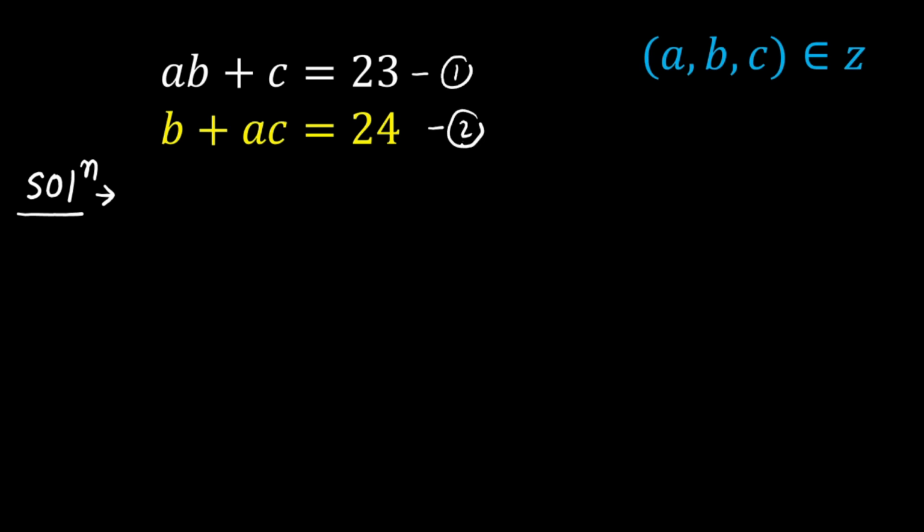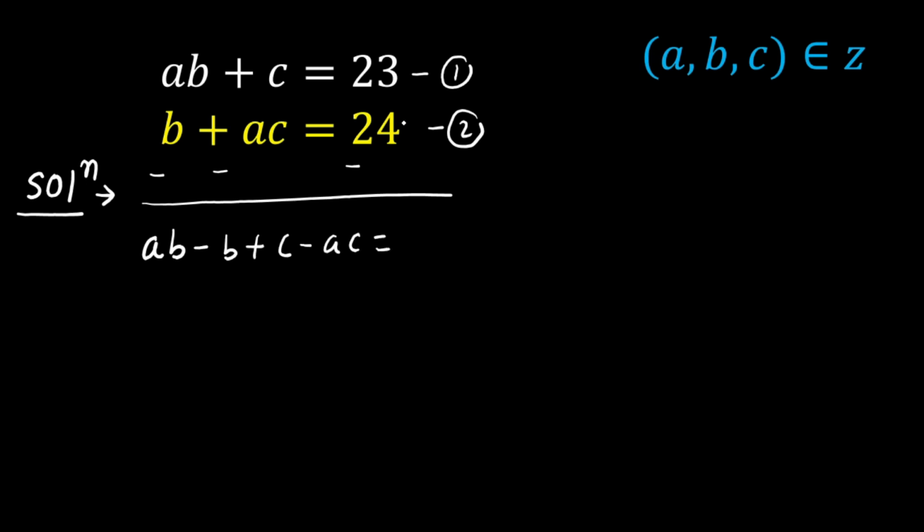If we subtract equation number second from first, then on the left hand side we have a times b, negative b, plus c minus a times c, and this is equal to 23 minus 24, that is negative 1. Now if we multiply both sides by negative 1, then on the left hand side we get b minus a times b plus ac minus c, and this is equal to 1.